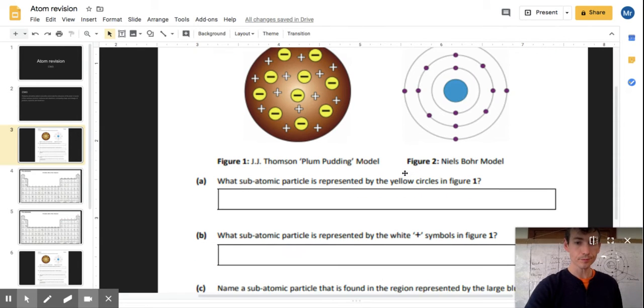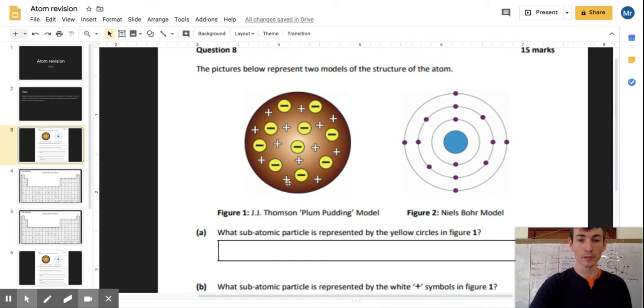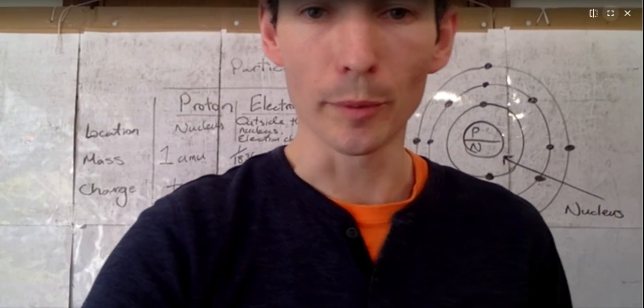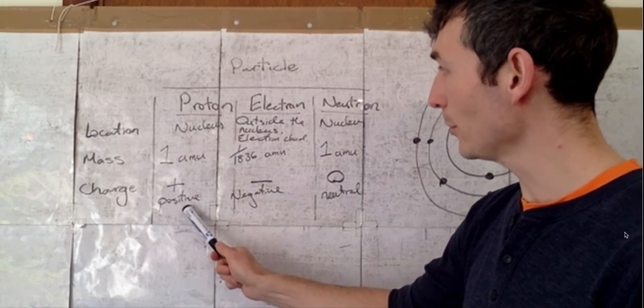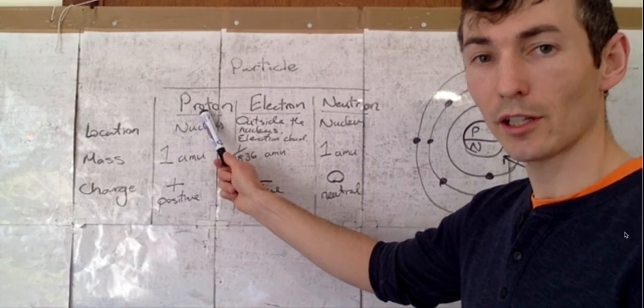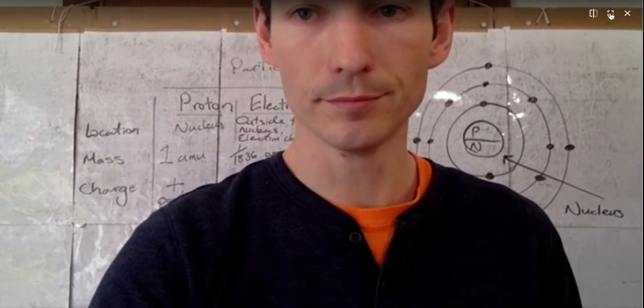Now, for part B, what subatomic particle is represented by the plus symbol? Okay, so here's our plus symbols. We go back to our table. Okay, there's our positive symbol, and there's only one subatomic particle, our proton. It's got a positive symbol. So that's the answer to that part.